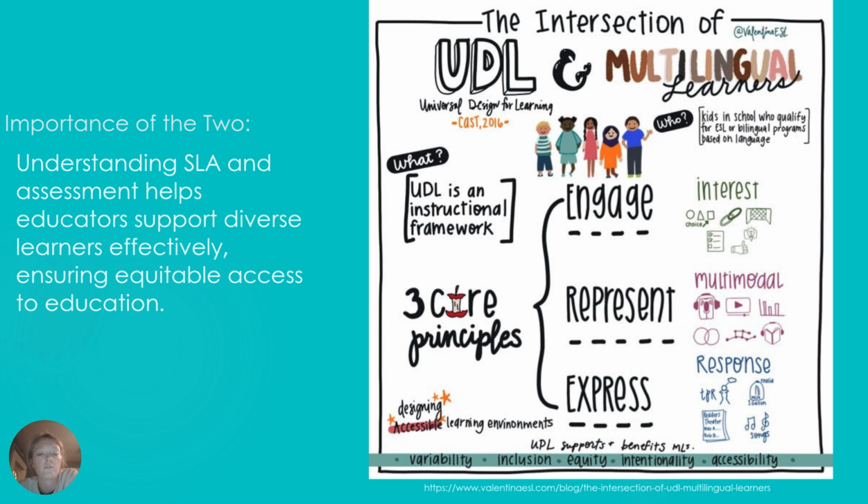The importance of the two is understanding SLA and assessment really helps educators support diverse learners effectively, ensuring equitable access to education. So I put the image of universal design for learning here because UDL benefits ESL learners because it provides the multiple pathways for engaging with content, accessing information, demonstrating understanding, and then all of those things that fall within UDL: visuals, choices, fostering that independence, which leads to higher motivation for students.